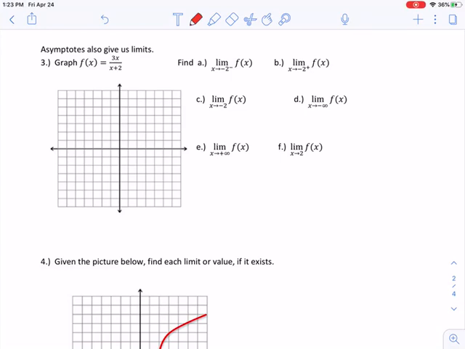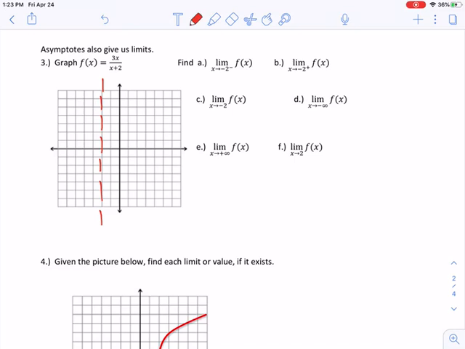Asymptotes also give us limits. Let's take a look at the graph of f of x equals 3x over x plus 2. Remember that when we graph our rational functions, the denominator always gives us our vertical asymptotes. So if I set x plus 2 equal to 0, then that's going to give me an asymptote of x equals negative 2. So I have a vertical asymptote of x equals negative 2.